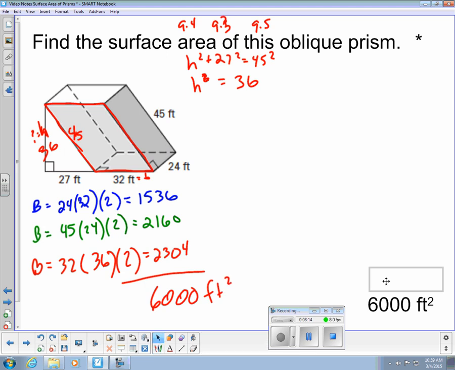Okay, so it's an oblique prism. You have to go find the area of each surface and then double it for this figure and have the sum of all those pieces. Remember, surface area is the sum of all the parts.